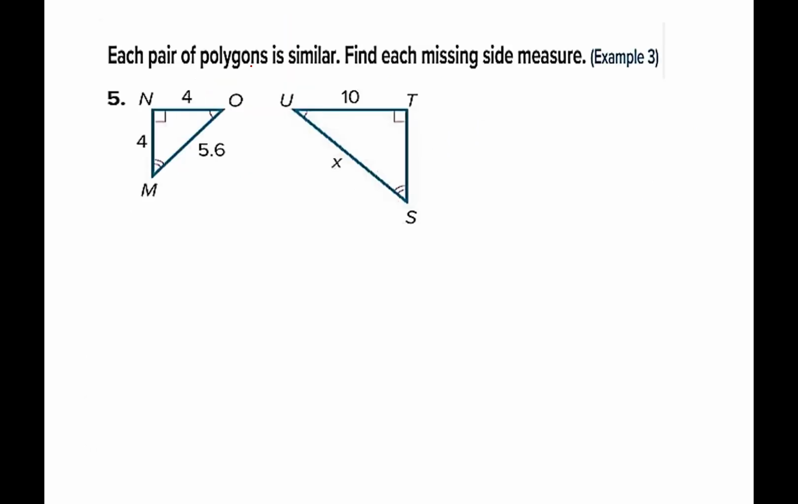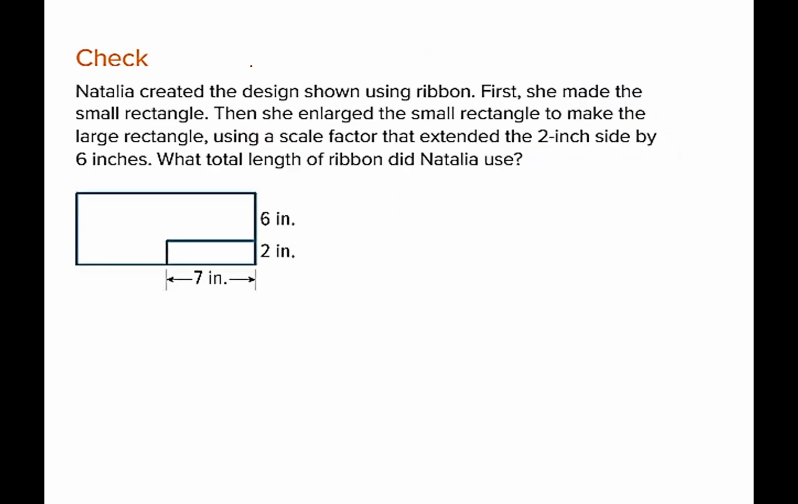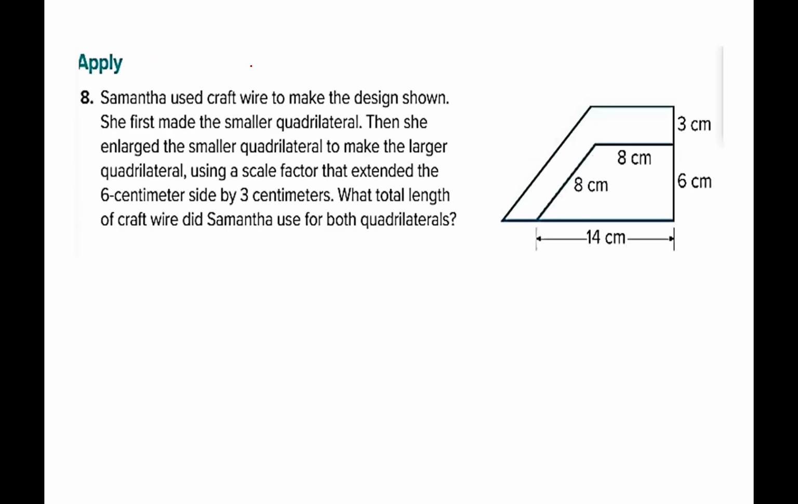The most important questions here are number 8 and 9. In number 8 and 9, he asks you to find the enlarged sides. The question: the total length of craft wire did Samantha use for both quadrilaterals? He needs the total length, as if the perimeter. He gave you this shape and it's enlarged to be this shape.